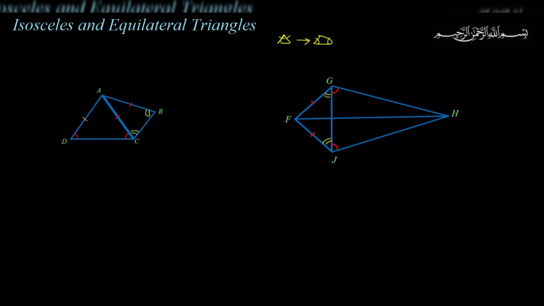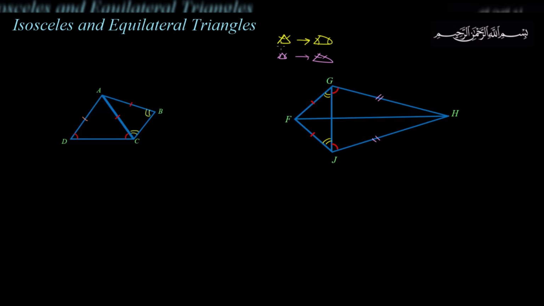Okay, very good. And the converse of the isosceles triangle theorem says if the angles of a triangle are congruent, then the sides opposite of them are congruent. So here we're given two angles that are congruent, therefore the sides opposite of them are congruent. So those two sides are congruent.